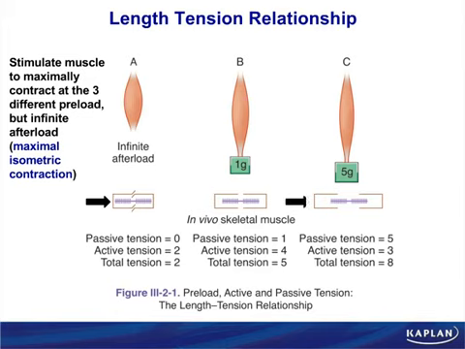If I go all the way over here to the very high preload, notice how I am pulling the muscle, and now actin is being pulled away from the myosin. So there are myosin heads that cannot interact with actin, and so I get less active tension. Hopefully it makes sense to you that the active tension is going to be directly related to the number of cross bridges that can form.